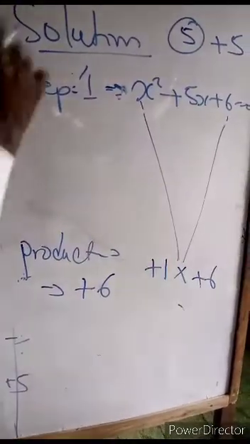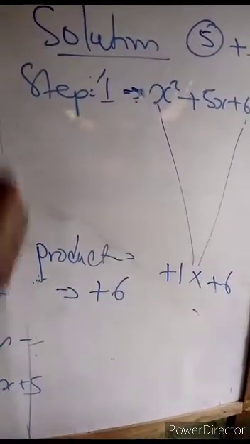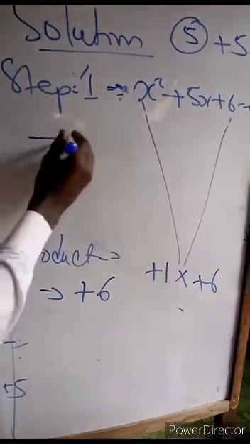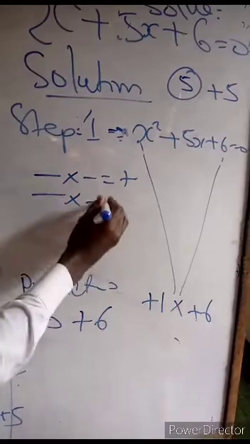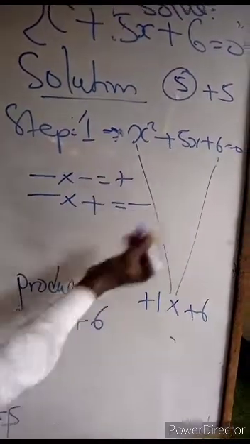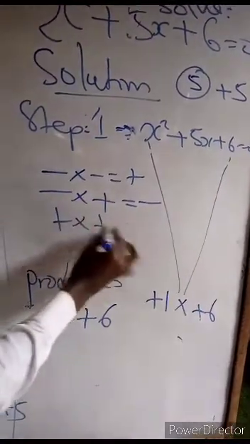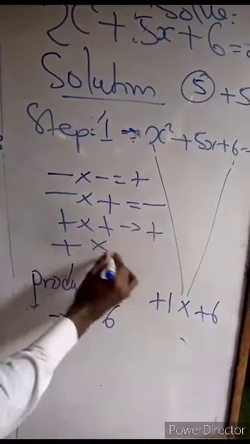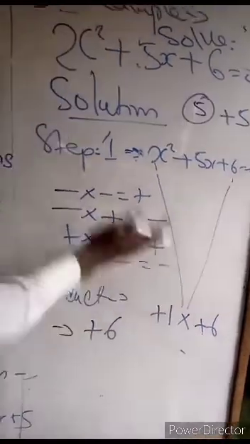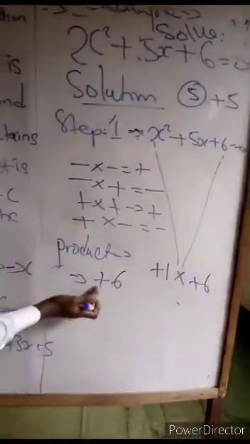There is a law of multiplication, subtraction, and division that says minus times minus gives us positive, minus times plus will give us minus, plus times plus should give us plus, then plus times minus will give us minus. These are the laws that we need to consider, that we have the plus 6 here.